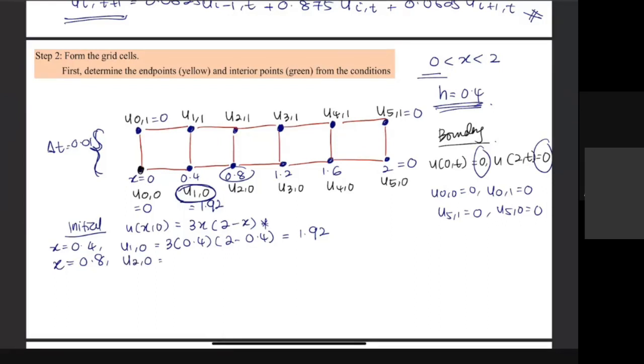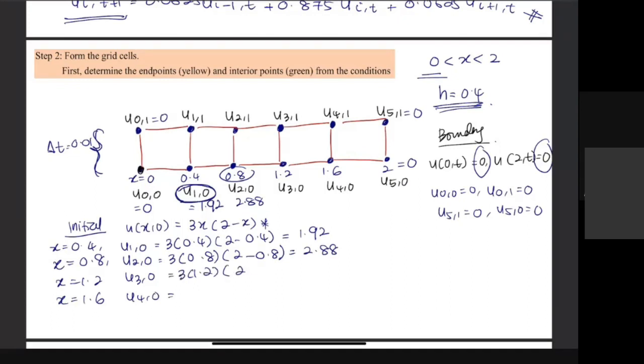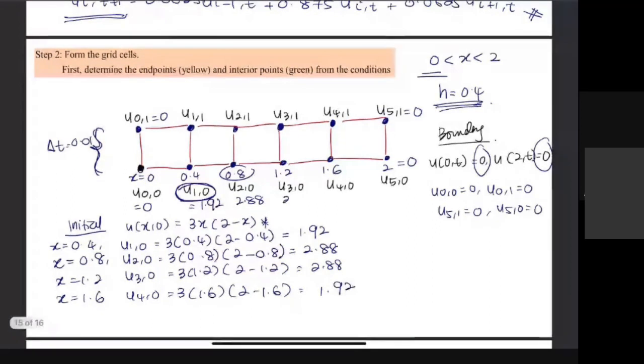Okay, next, when x equal to 0.8, here, we want to determine the temperature U20. So 3 times 0.8 times (2 minus 0.8) equal to 2.88. So this is the temperature at this point.